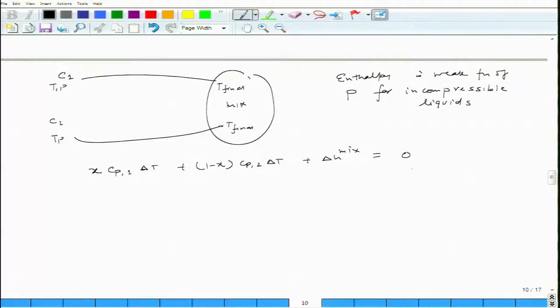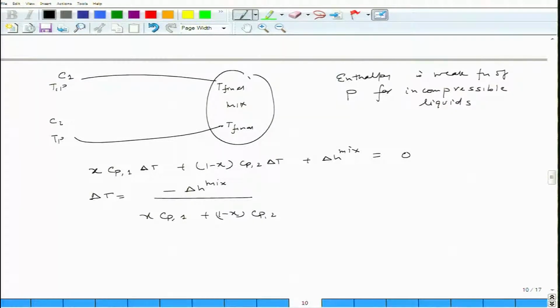Okay. Why? Because Q is 0. Okay. This comes directly from our previous exercise. Now, with this we are going to write this expression as delta T equals minus delta H mix divided by X Cp1 plus 1 minus X Cp2. Okay. Now, the key issue is what would be our guess value.